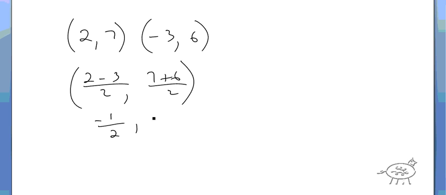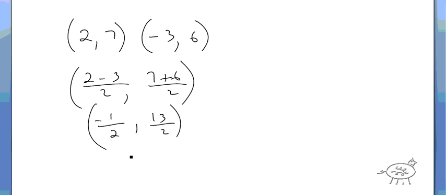Now what happens if you have a fraction? No big deal. Let's give you one that's going to come up to be a fraction. 2 comma 7 and negative 3 comma 6. Okay, no big deal. 2 minus 3 over 2, comma 7 plus 6 over 2, right? You add them together. So 2 minus 3 is negative 1, and 7 plus 6 is 13.